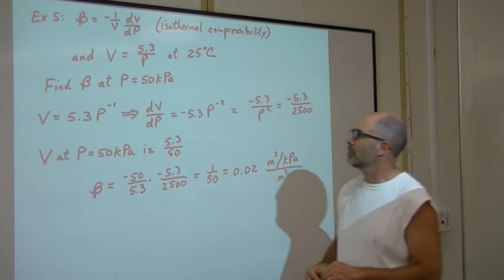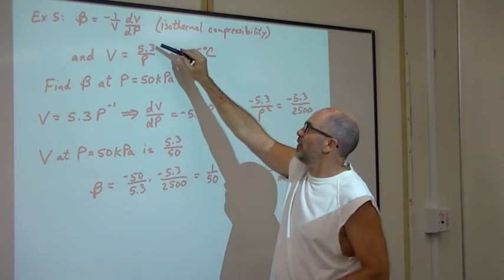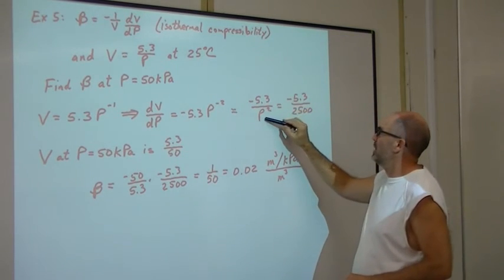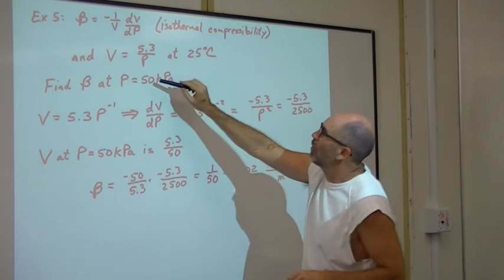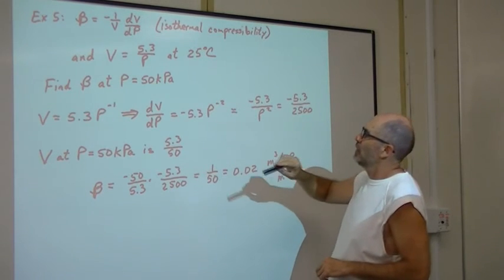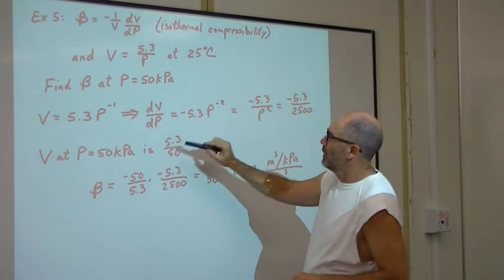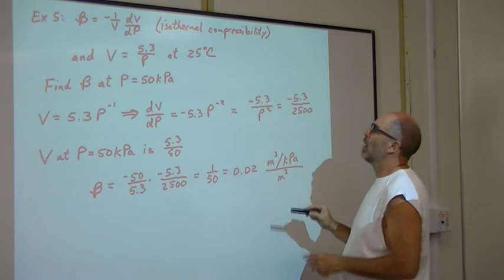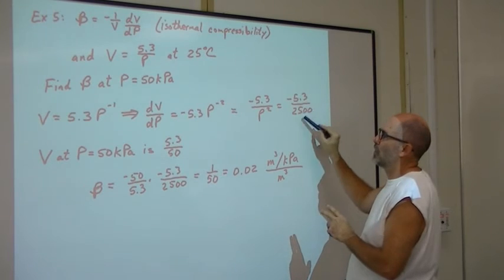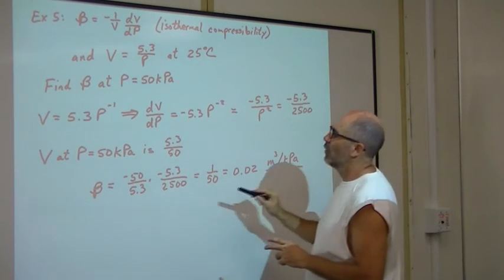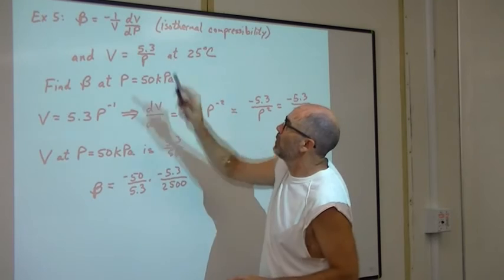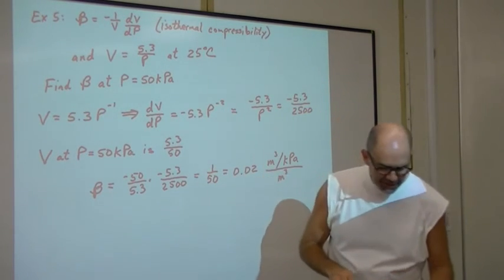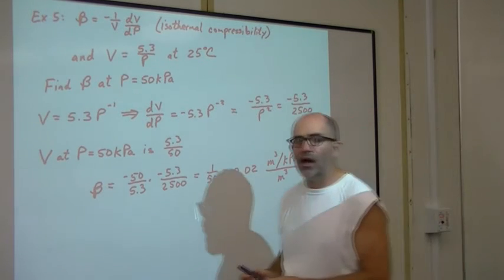All we did was take the derivative of 5.3 over p, and we got negative 5.3 over p squared. We plugged in our p, and we got v. So we got our volume, and then, I'm sorry, not our pressure, but our change in volume with respect to pressure. And then we just plugged everything in for beta and ran them up. So that's it. Cruising onward.